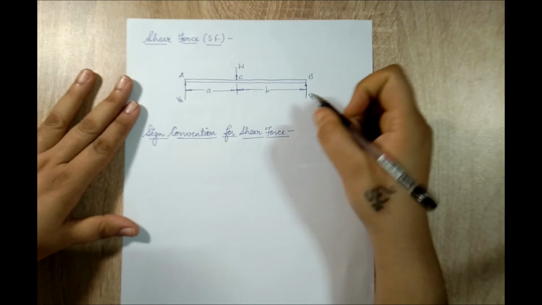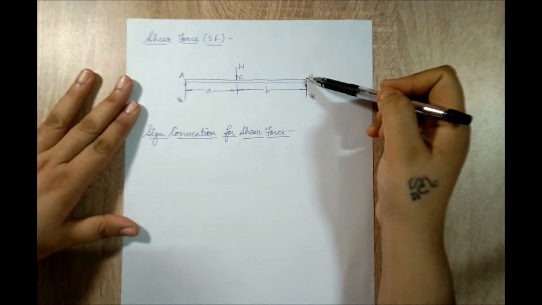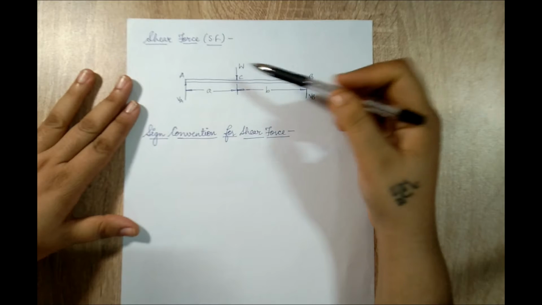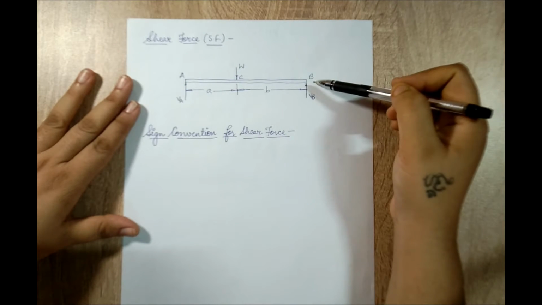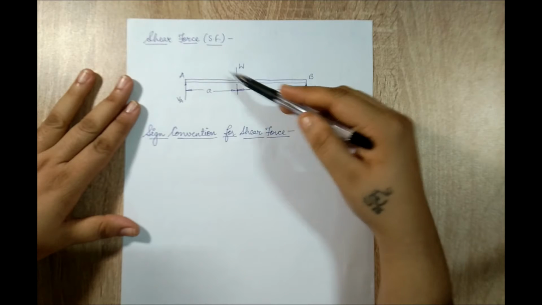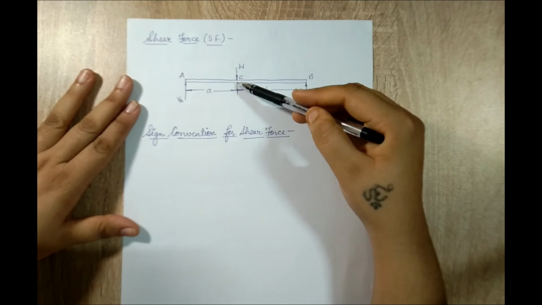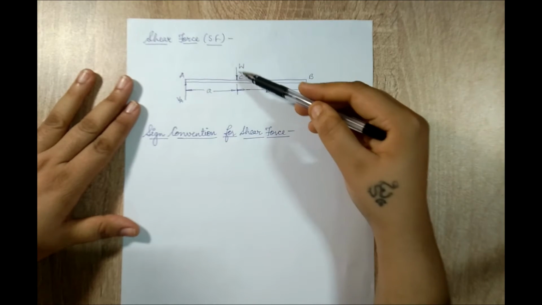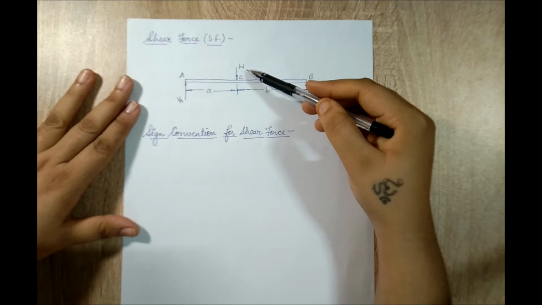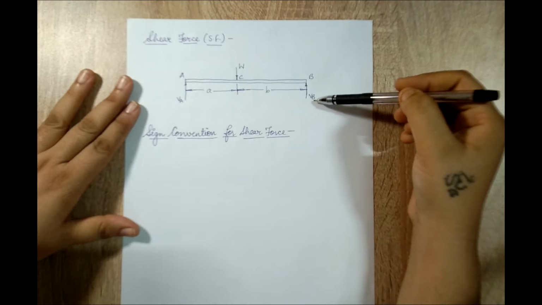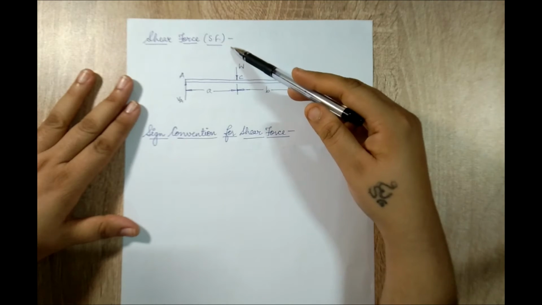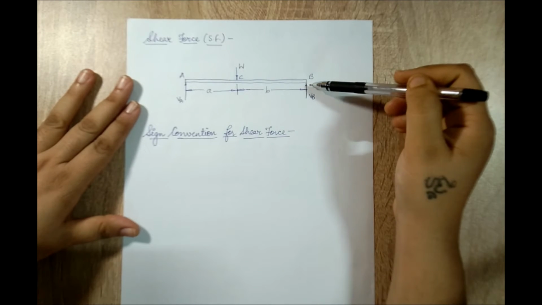So let's get started. This is a beam AB shown in the figure. VA and VB are the two reactions at A and B respectively. At point C, which is at a distance a from end A, there is a load W acting on it. The force W and the reactions VA and VB are the shear forces which act on the body.